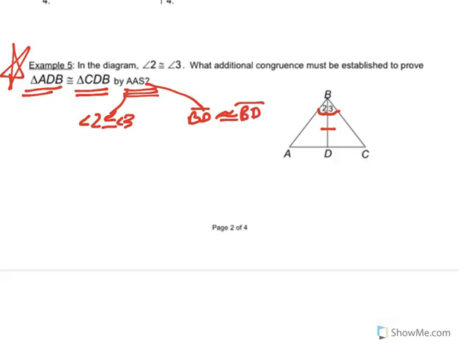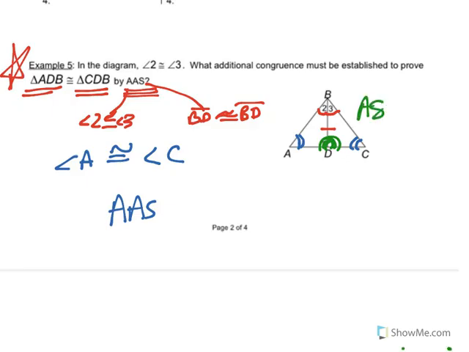So what we need is another angle, and we've got to think about which angle will help us prove angle, angle, side. And it's going to be this angle right here, angle C and angle A. That's what we would need to prove in order to be able to use angle, angle, side. We can't use these 2 angles here because that would be side, angle, side, a different postulate.